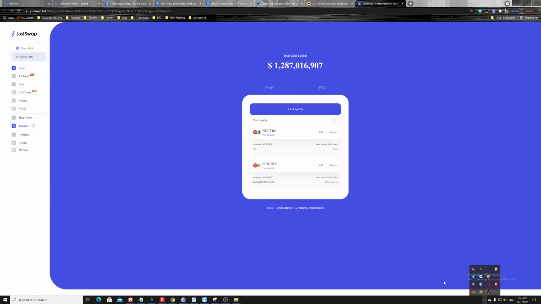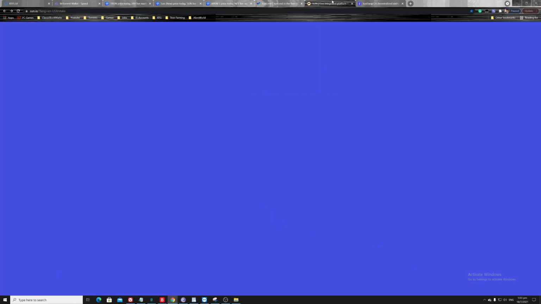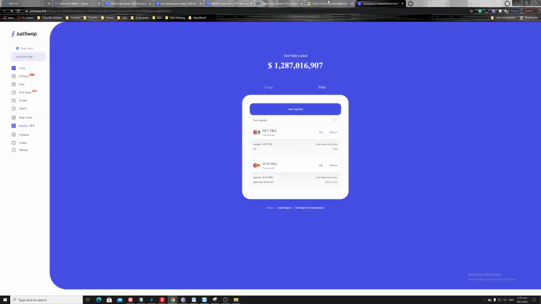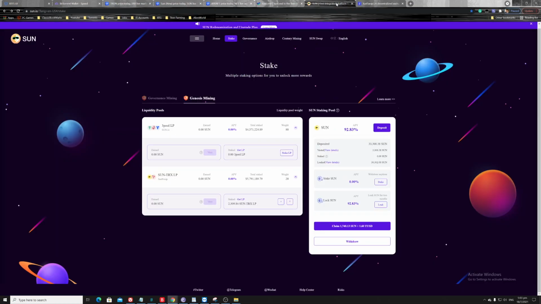Hello guys, today I'm going to show you how to unstake your liquidity pool in the Tron environment. Just now I tried to unstake and get some few dollars, but I had difficulty doing it. I think I managed to find out how, so I will create a video for this to help other people with the same issue resolve it.